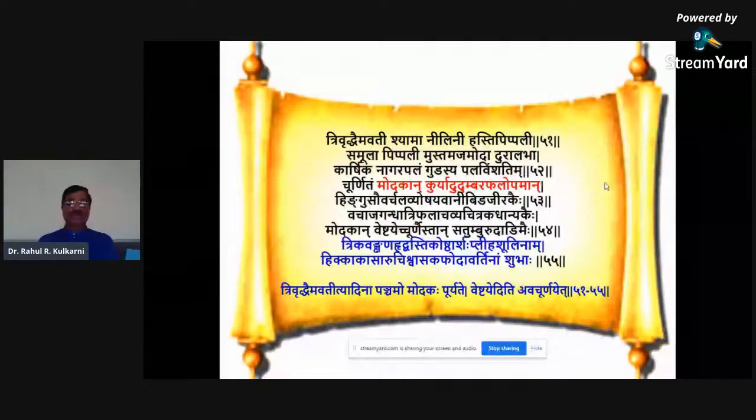Then the churna has to be mixed properly. Modakan Kuryat Udumbara Phalopamam. The modakas or the vatis have to be prepared in the form of Udumbara Phala Pramana. Then once it is done and it is still wet, Hingu, Sauvarchala, Yosha, Yavani, Bida, Jiraka, Vacha, Ajagandha, Dhatriphala, Chavya, Chitraka, Dhanyaka. These are all the Prakshepaka Dravyas which are to be added to this Modaka.